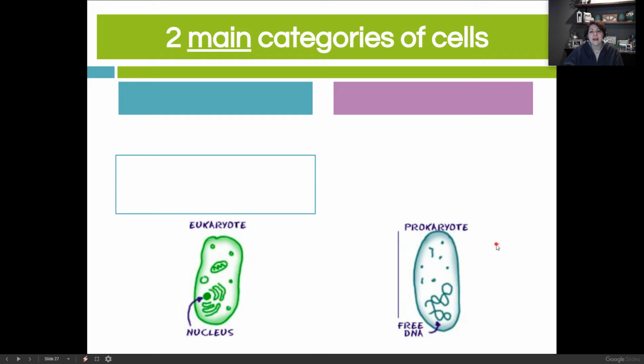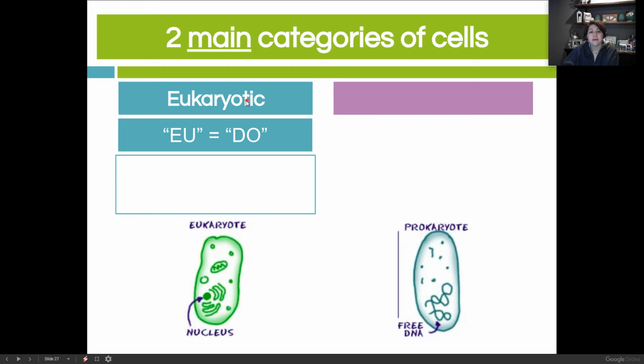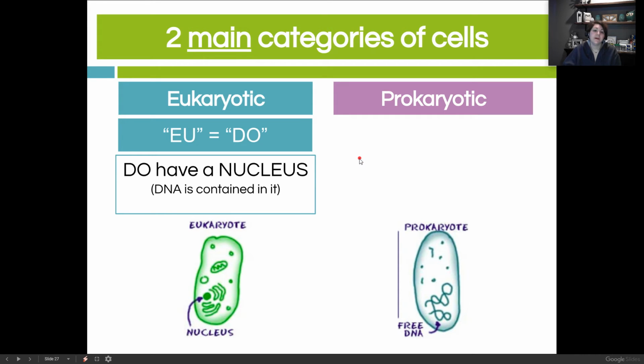So the two main categories of cells, again, are eukaryotic and prokaryotic. When I say eukaryotic, I always think "eu" means do. They do have a lot of things. For instance, they do have a nucleus where the DNA is. So if you have a eukaryotic cell, you should be able to find its nucleus and you should be able to see the DNA contained within it. And so eukaryotic cells do have a nucleus. The other type of cell is a prokaryotic cell.